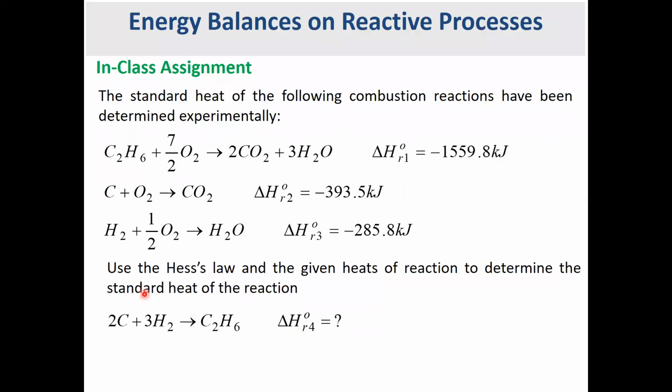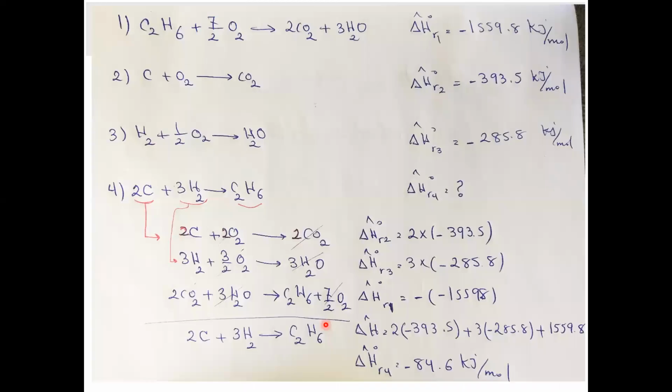So another example that we want to study here is: the standard heats of the following combustion reactions have been determined experimentally. So we have 3 reactions. They ask us to use Hess law and to determine the standard heat of reaction for this reaction. So by using the Hess law, we have to use the known reactions to be able to calculate the standard heat of reaction for this reaction. I just provided for you what we have in this problem. We have ethane here, the combustion of ethane, and the heat of reaction is provided.